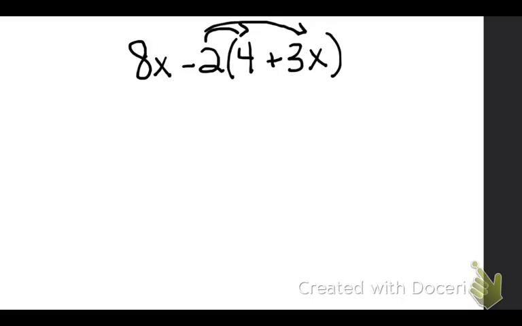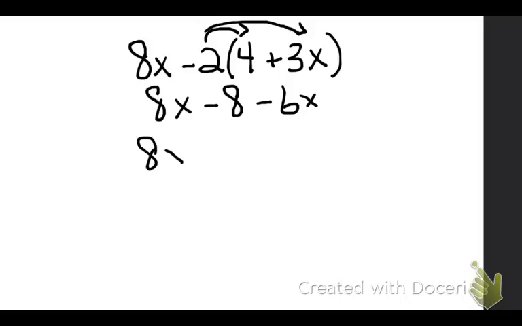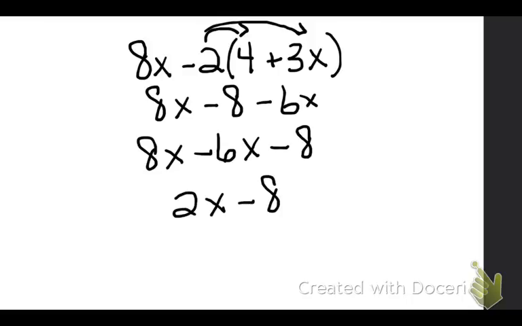I'm going to go ahead. 8x minus 8 minus 6x. If you wish, you may put those in order using the commutative property, and my answer comes down to 2x minus 8. I could also have underlined to indicate that I'm combining those two together.